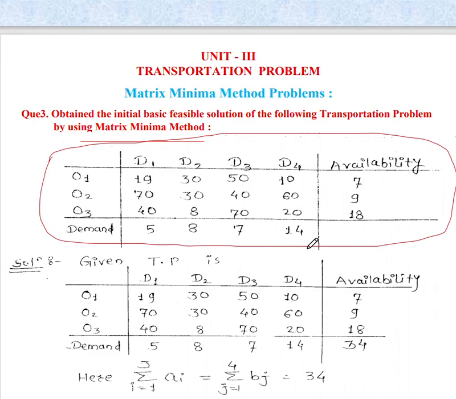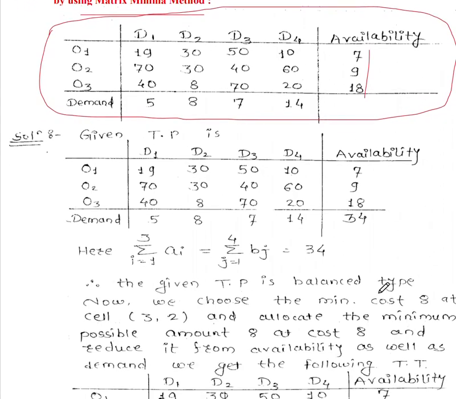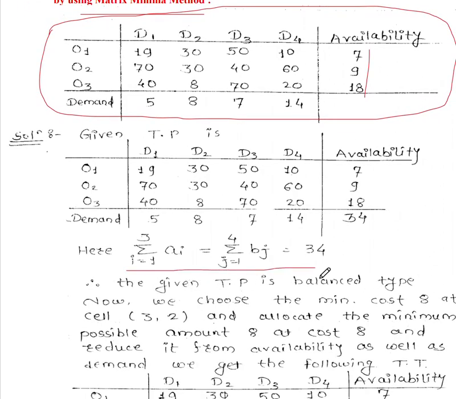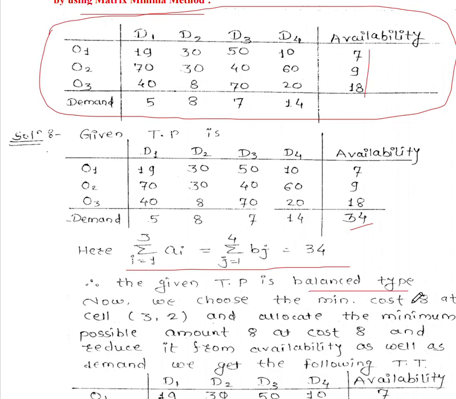If you observe, the summation of a_i, 7, 9, 18, is equal to 34, and the demands 5, 8, 7, 14 also sum to 34. Demands mean b_i and availability means a_i. So the summation of a_i and the summation of b_i are both equal to 34, and hence we can say that the given transportation problem is a balanced problem. Is it clear?